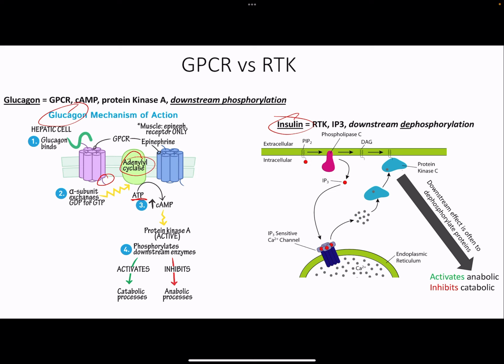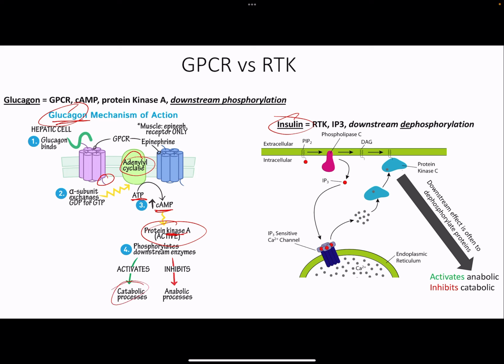Adenylyl cyclase turns ATP into cyclic AMP, which activates protein kinase A. It is a kinase. It is going to phosphorylate the bejesus out of everything else. And so you should think of glucagon as associated with lots of phosphorylation to regulate things. So this is a catabolic thing, it is going to be associated with phosphates on everything. It's going to activate.